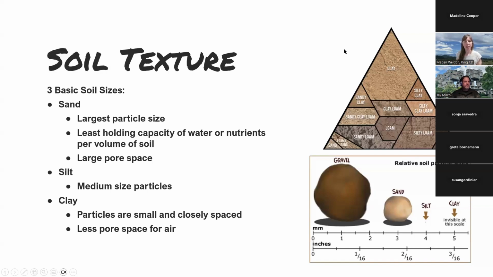And then silt is kind of that Goldilocks perfect size of medium-sized particles. And then clay is teeny, really tiny particle sizes, closely spaced together, and not a lot of space for air because they can be so tightly clustered together. And so when you look over on that image on the right, you can really depict just the discrepancy or the spectrum of sizes for soil. You have gravel, sand, silt, and then clay, which is invisible at that scale.